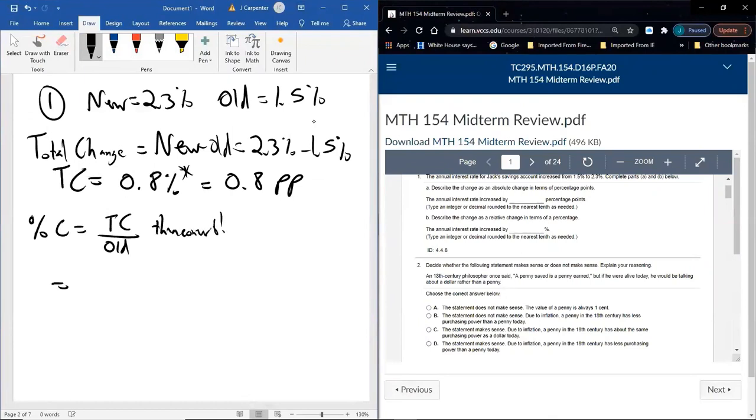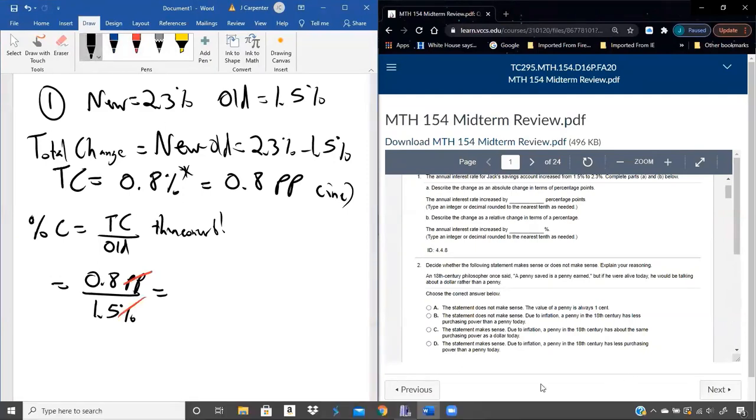So for this one, the total change was the 0.8 percentage points, and that was an increase because it was positive, divided by the original, which was the 1.5%. Now, even though percentage points and percent, I'm not saying the same words, I didn't write the same thing, those are the same thing. They're just named differently to help you distinguish the difference. So those two things will cancel, and then we can just do 0.8 divided by 1.5.